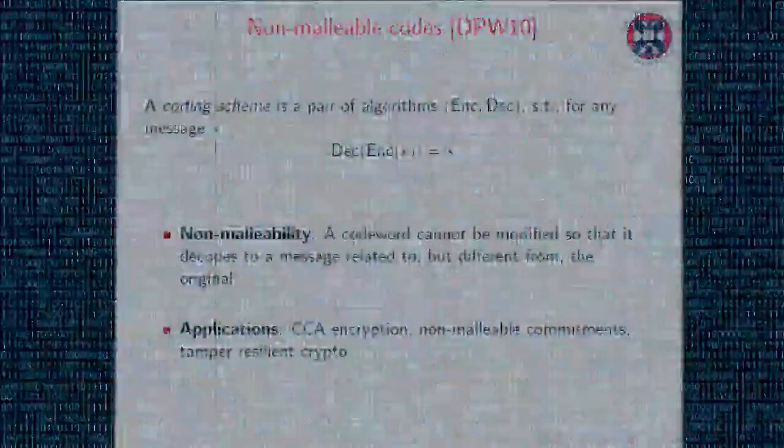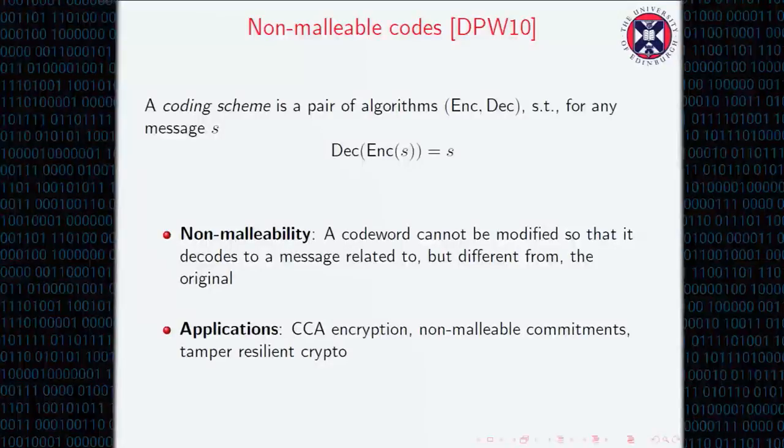2010 by Dziembowski, Pietrzak, and Wichs. And as in any coding scheme, we have an encoder and a decoder, and the minimum property we need is correctness. So the decoding of the encoding of the message S should give back the message S.